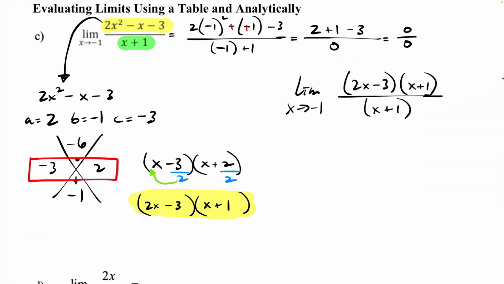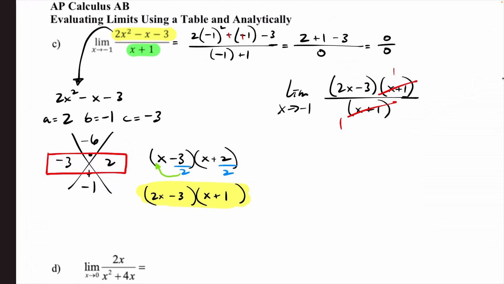What do you notice now when I rewrite it? You can cancel it out. I can cancel them out, right? I can cancel out this guy and this guy. They divide. Anytime you're dividing something by itself, the answer is 1, right?